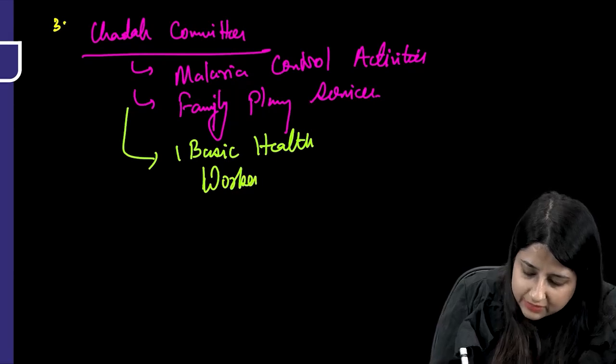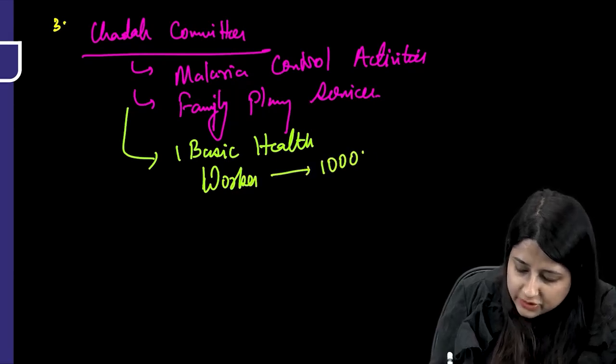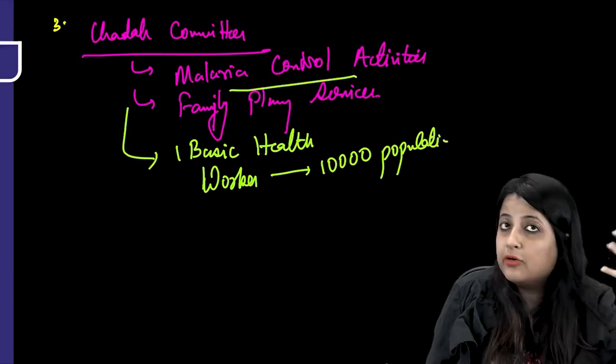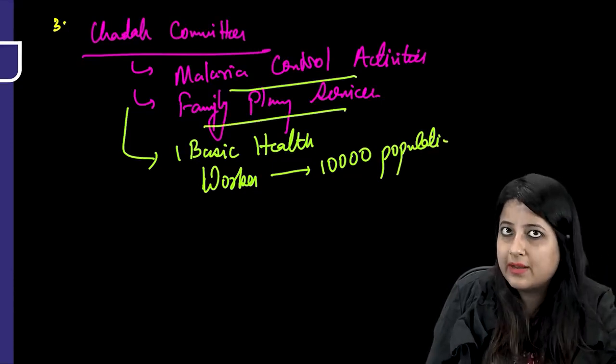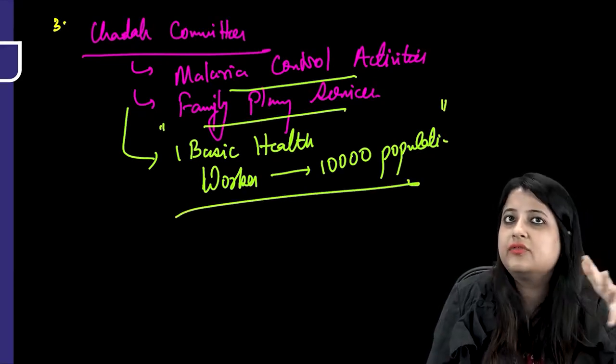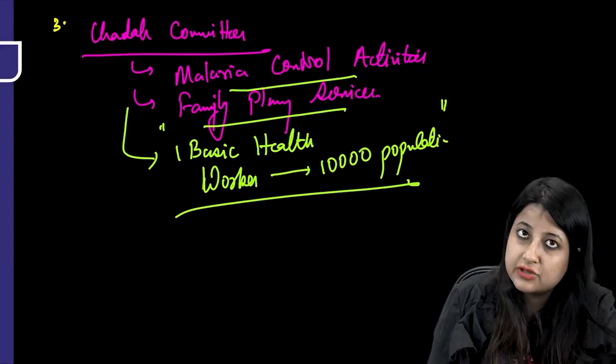Okay, 1 basic health worker for every how much population? 10,000 population. Okay, so Chadda Committee talked about malaria control activities and also family planning services. And he said that please give me 1 basic health worker for every 10,000 population to achieve this.